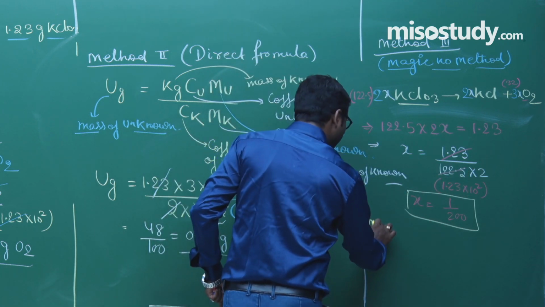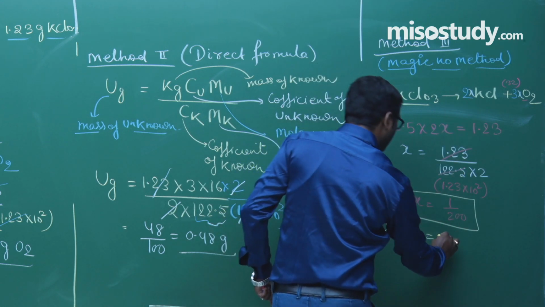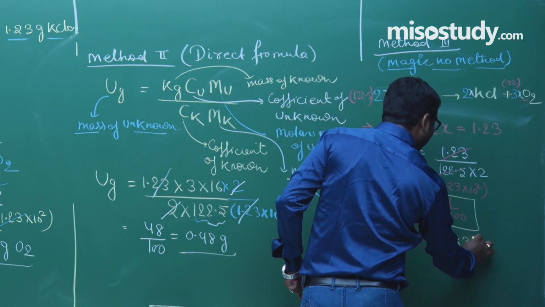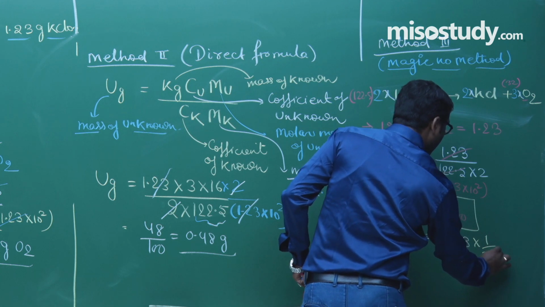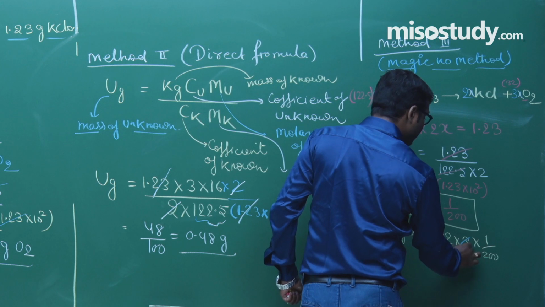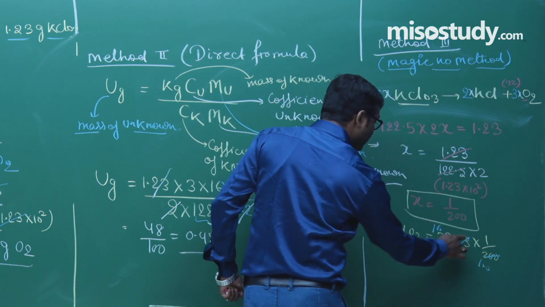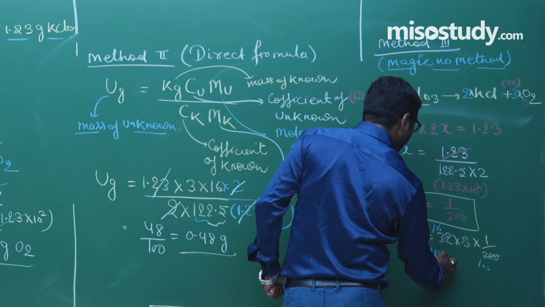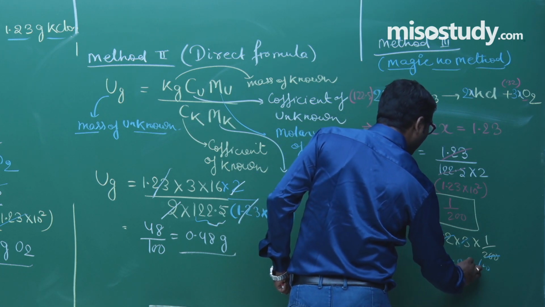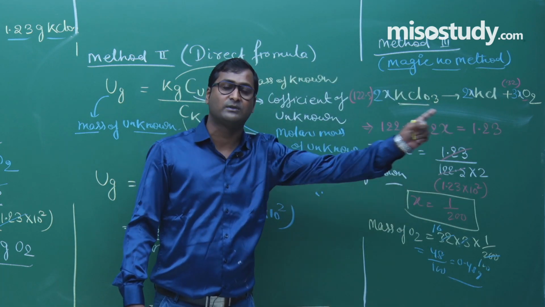Look at, we can say now mass of O2 is equal to 32 into 3x, 3 upon 1 up 3, multiply 1 upon 200. This will cancel this, 16 and 100. Now look at 16 3. That is 48 divided by 100. Again what we get, my friend? 0.48. This is the third method of the same question.